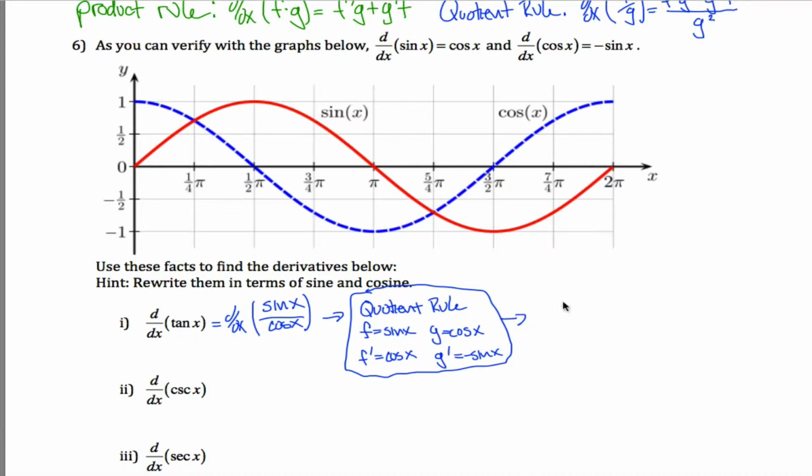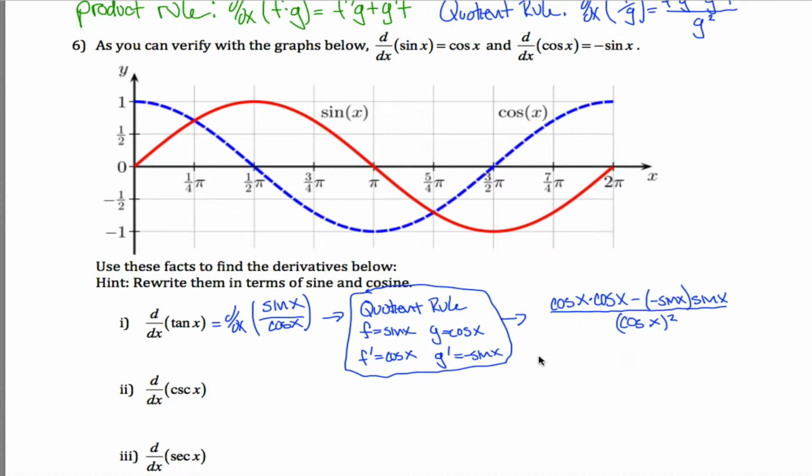Let's see, using the quotient rule, I got f prime, which is cosine of x, times g, which is cosine of x, minus g prime, which is negative sine of x, times f, which is sine of x. Oh, and don't forget the whole thing is divided by g squared. So g is cosine of x, cosine of x squared. Open a textbook. I dare you. You will never see this anywhere as the derivative of tangent, because this is messy and you can make it pretty.